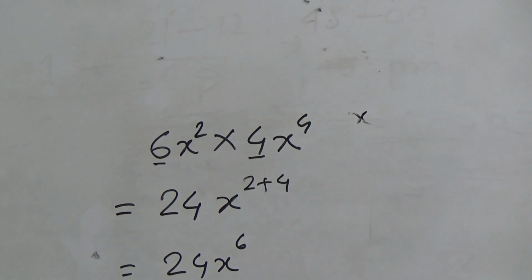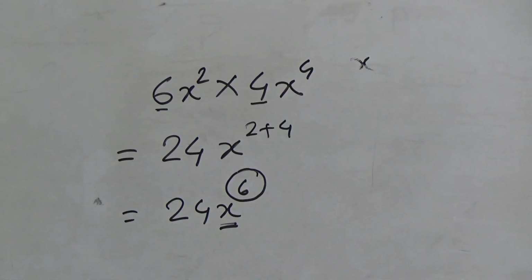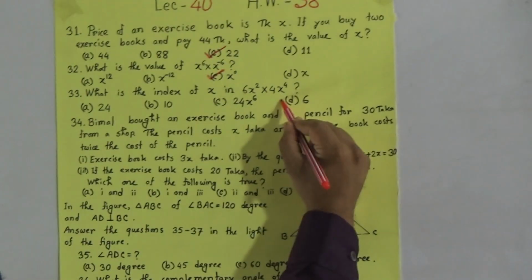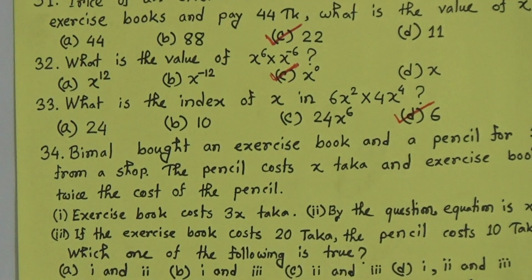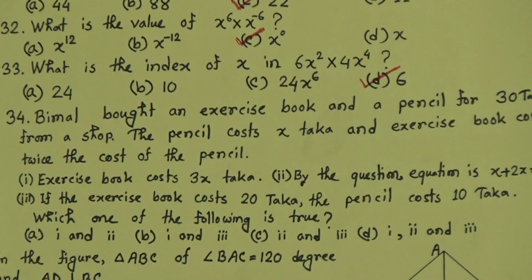Now we have to find out only the index of x. Our index of x is what? Our index of x is 6. So our answer will be 6. Option D says the answer is 6. So option D will be our correct answer. Next question number is 34.